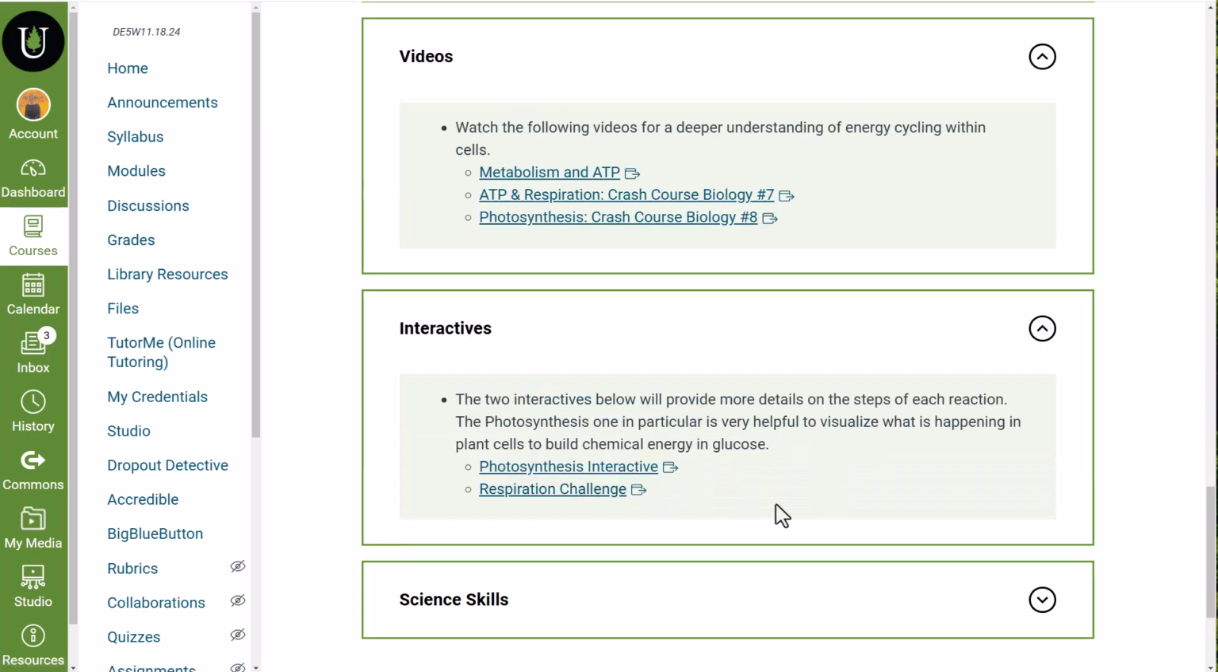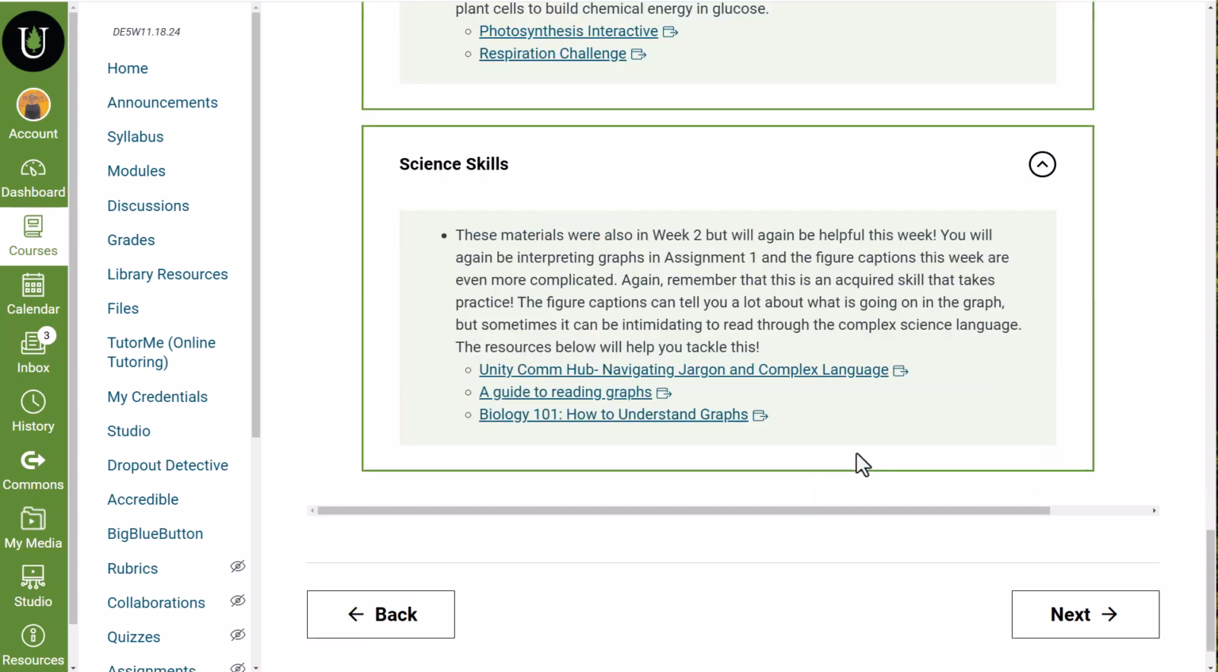We also have some interactives. This allows you, again, to interact with the material a little bit more because it is fairly challenging to learn all this material and keep it straight in your head. And so these interactive challenges help you do that. There are also some links for science skills because you're going to be interpreting graphs in this assignment this week, and so this will help you to do that.